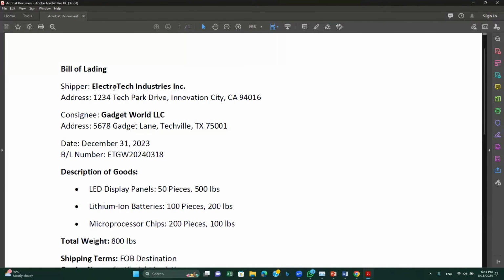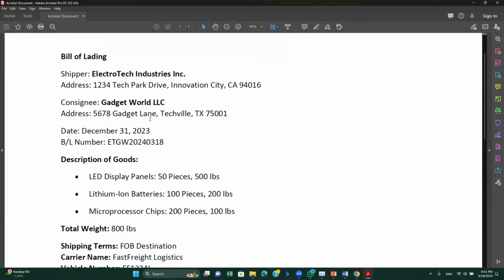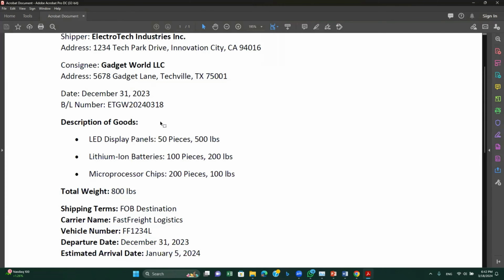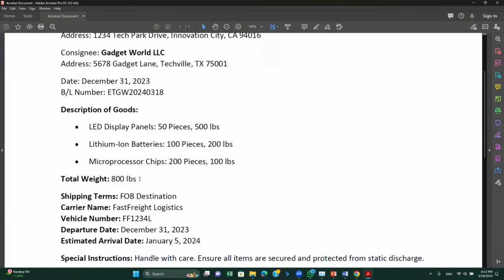I have here the information about the shipper, which is the company we are auditing, Electrotech Industries, and the customer is Gadget World. We don't care about information such as the total weight, carrier name, vehicle number. What I care about are the shipping terms. And the shipping terms here are FOB destination, meaning that I need to know the arrival date of these goods, when they were delivered to the customer, in order to determine when the transaction needs to be recorded.